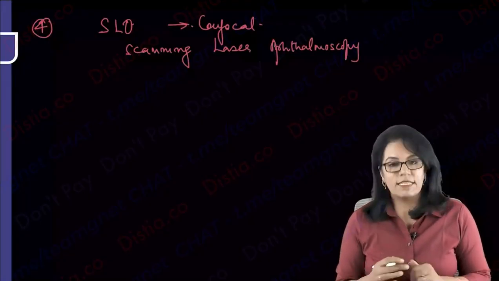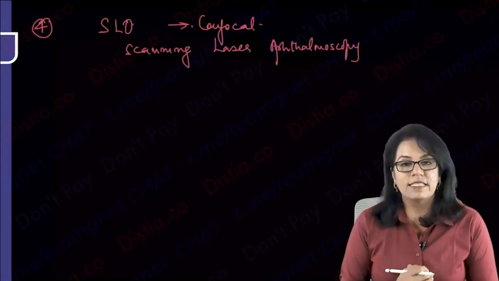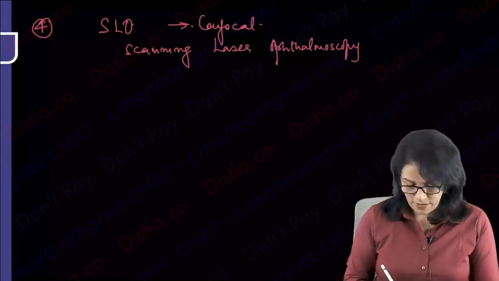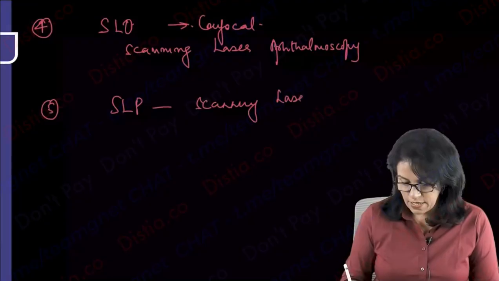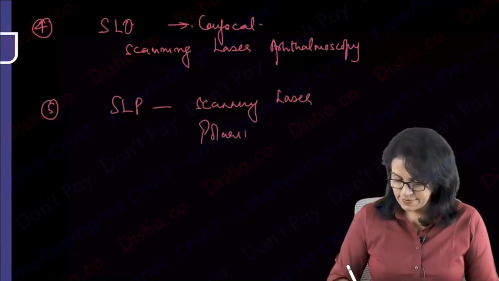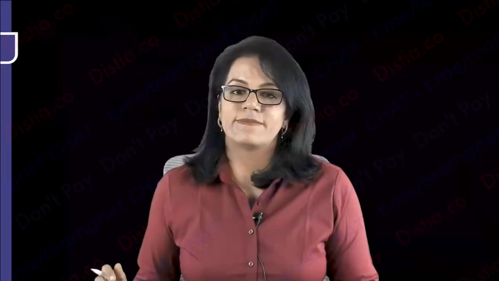And the second is SLP, which is scanning laser polarimetry. Done? These are the different ones, but the commonest and the investigation of choice is always slit lamp biomicroscopy. And yes, very routinely we do the OCT as well.